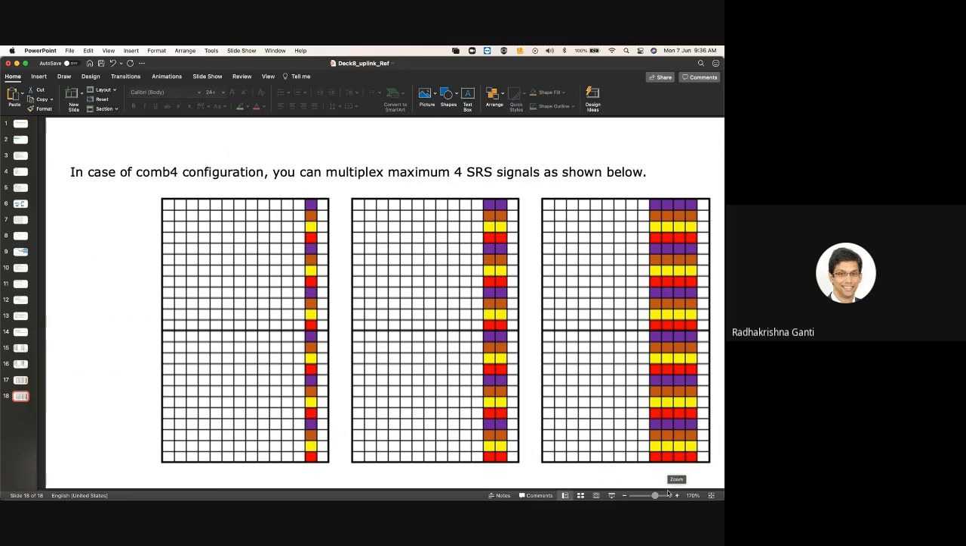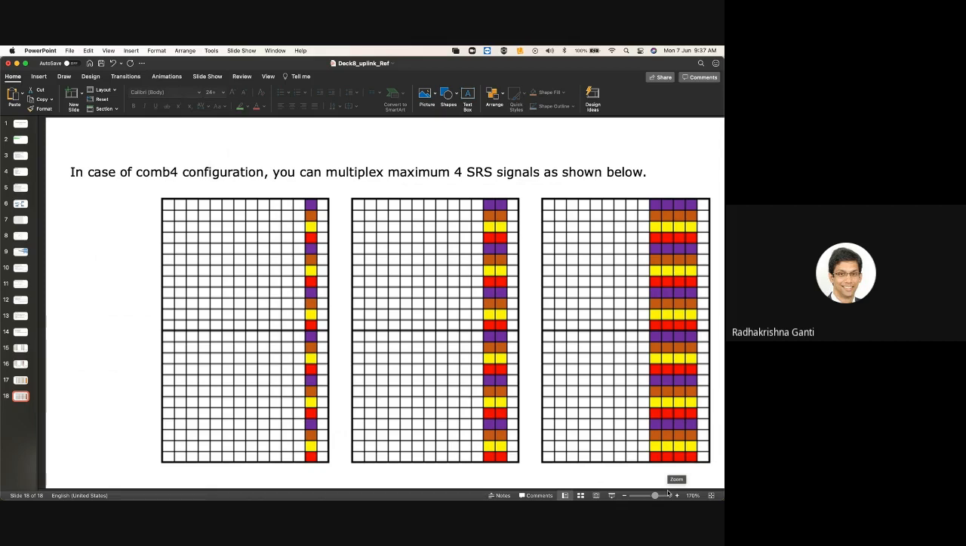So all I want you to remember, these are the main takeaway points from SRS. SRS are uplink pilots. They are mainly used to measure channel state information. And SRS are based on Zadoff-Chu sequences. Different ports have cyclic shifts of the same Zadoff-Chu sequences.